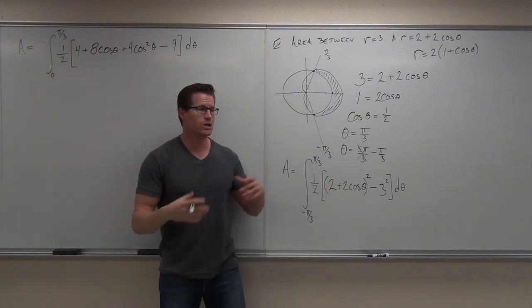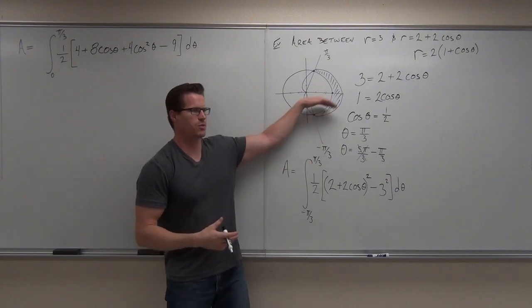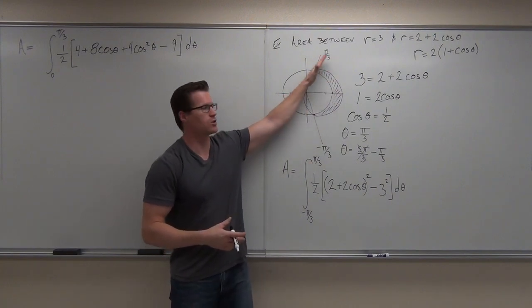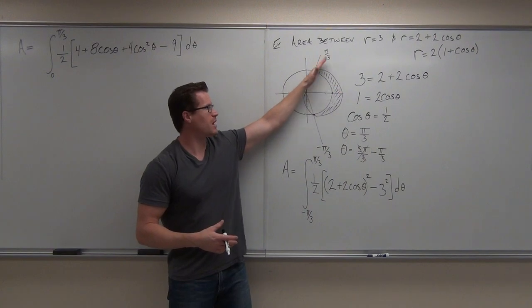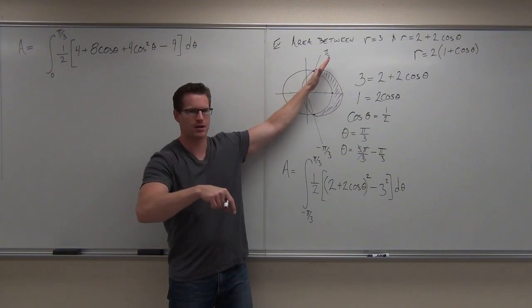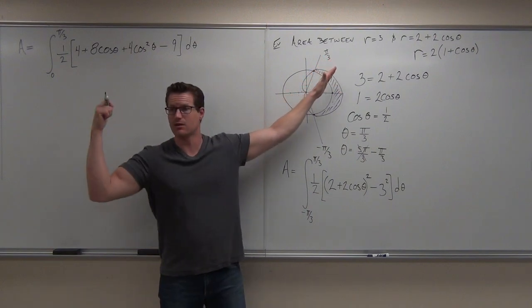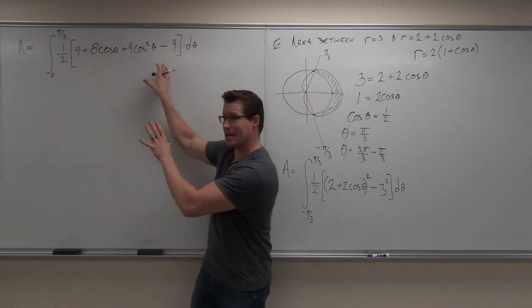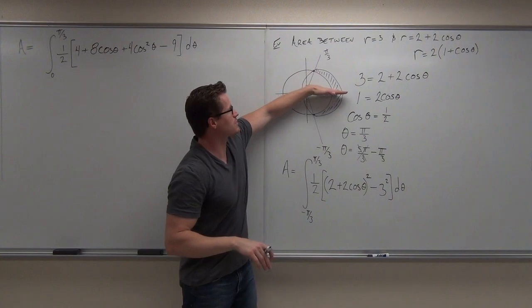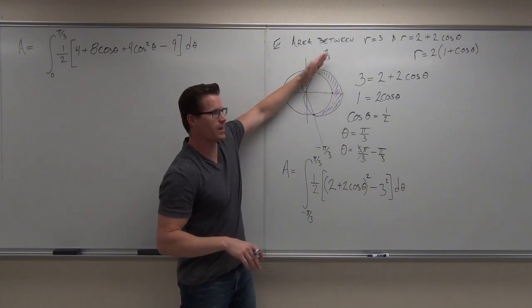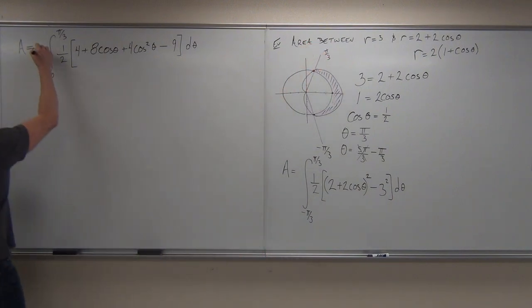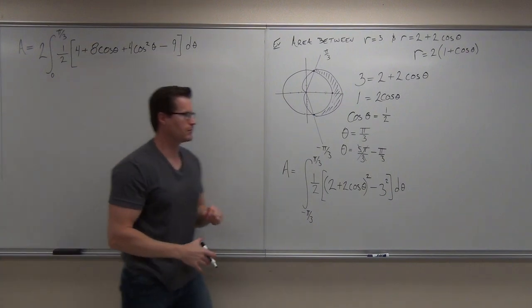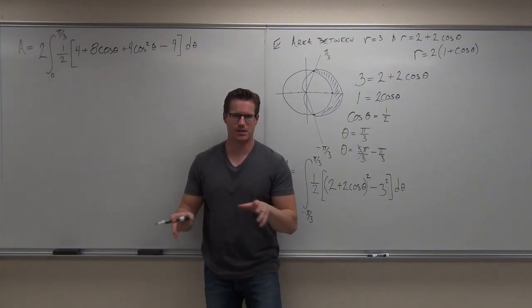Now, what we did, we changed our bounds. We're not going from negative pi over 3 to pi over 3 anymore. We're going from 0 to pi over 3. If we're going from 0 to pi over 3, that's only giving us half of the area we want. How do I make this thing fit that? That's right. So what this is representing right now, the way it is, it's representing this area. If I want all the area, I just times it by 2 because it's symmetrical. Does that make sense?